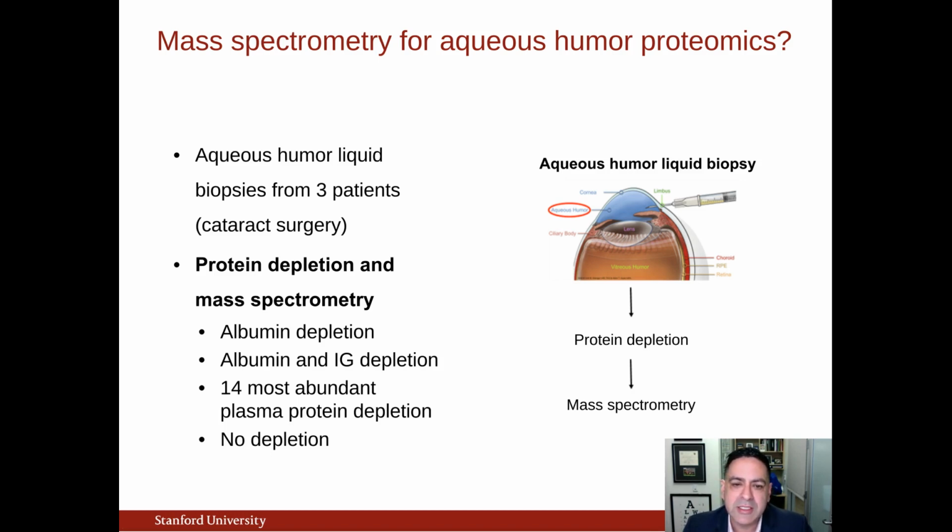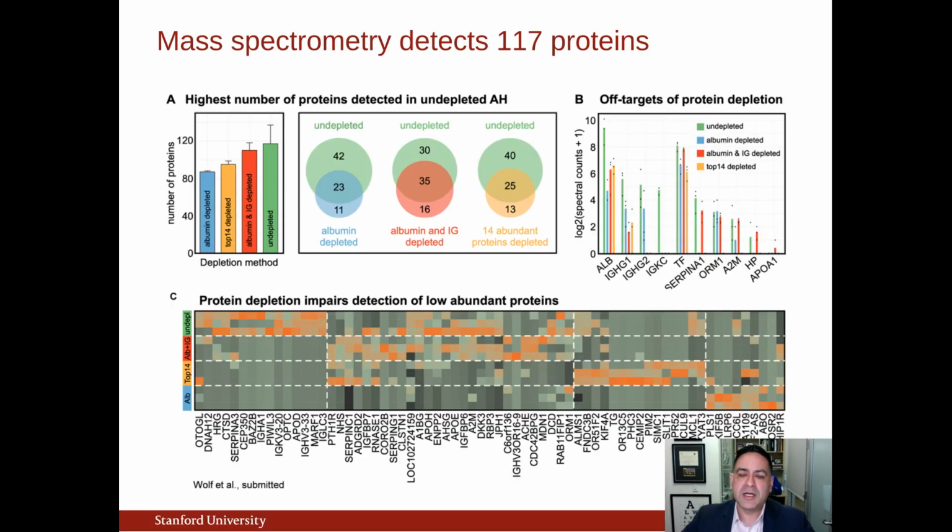And so we had collected liquid biopsies from 3 patients while undergoing cataract surgery. And the aqueous humor, like the blood, has lots of albumin, it has lots of immunoglobulin and other proteins that can obscure the more interesting proteins when you're doing mass spectrometry. So we wanted to test different depletion methods. So we collected the fluid, performed protein depletion, and then used mass spectrometry. And what we found is that basically mass spectrometry could detect about 117 proteins in our hands.